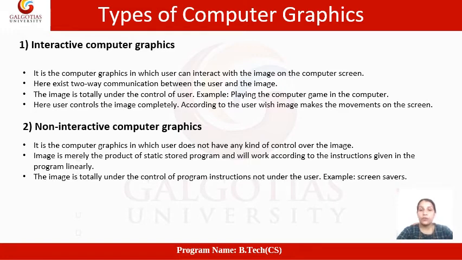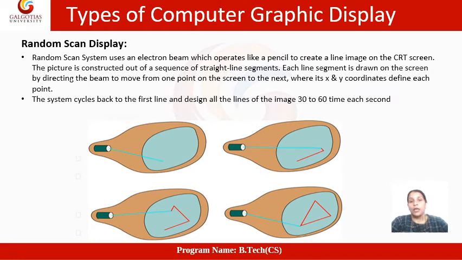A screensaver is an example of non-interactive computer graphics. Here, the two basic graphics displays are, first, the random scan display. What is that? A random scan system uses an electron beam which operates like a pencil to create a line image on a CRT screen.